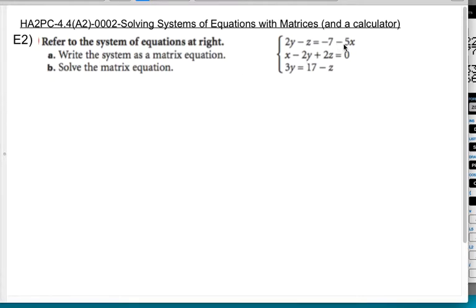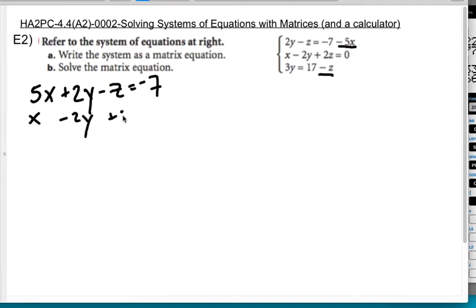So first thing I need to do is put everything in order. This 5x is in a bad spot. It needs to get added to the other side. This z is in a bad spot. So I'm going to start by adding that 5x to the other side. So my first equation is now going to be 5x plus 2y minus z equals negative 7. The second equation was already in order, which is convenient, right? Plus 2z equals 0, right?